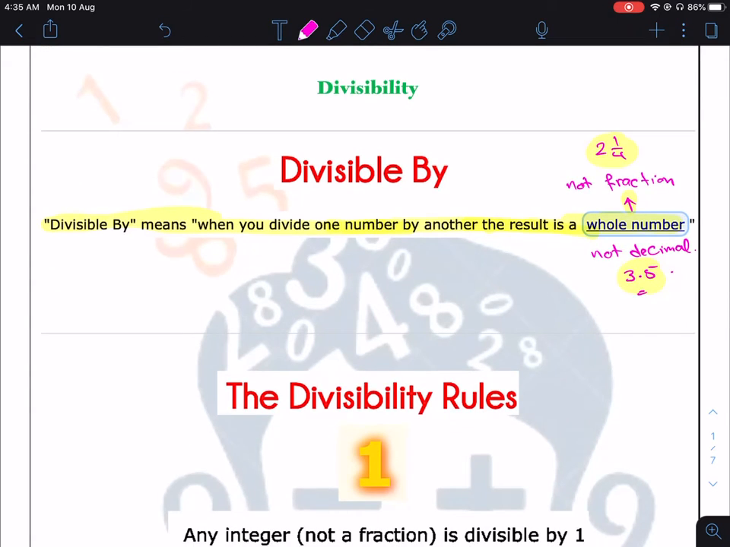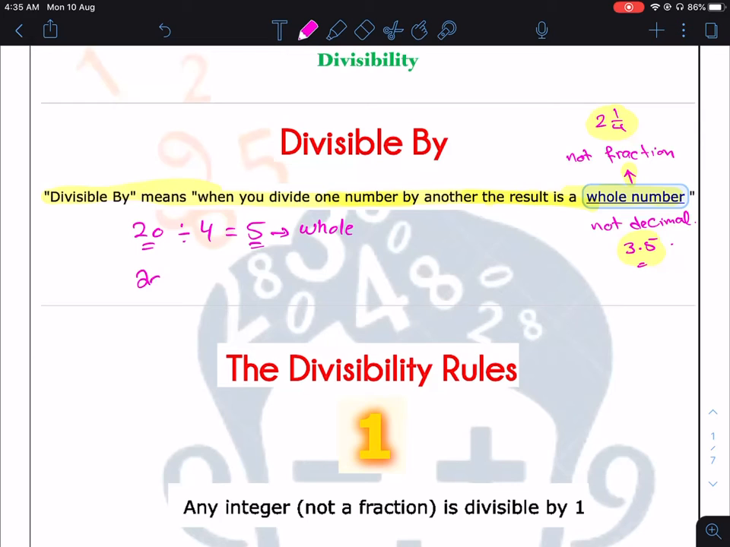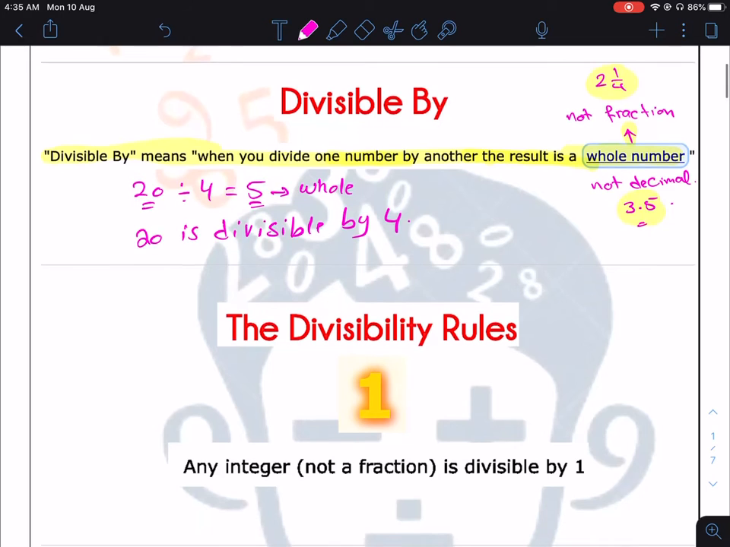Let's try a question. When I say 20 divided by 4, the answer is 5. 5 is a whole number, not a fraction, not a decimal. Because the answer is a whole number, I can say 20 is divisible by 4. But if I divide 21 by 4, the answer is 5 and the remainder is 1. That means the answer is not a whole number, so 21 is not divisible by 4.